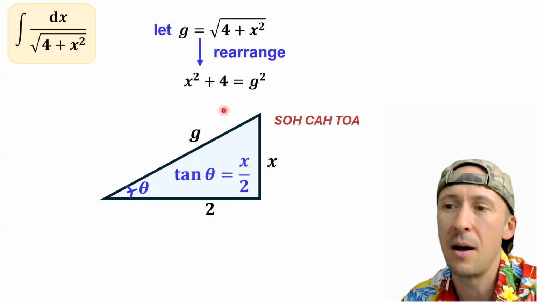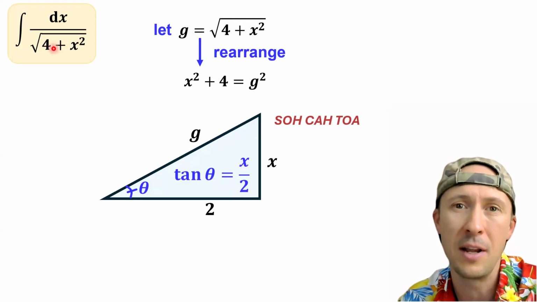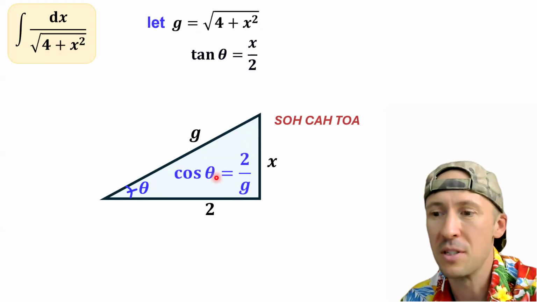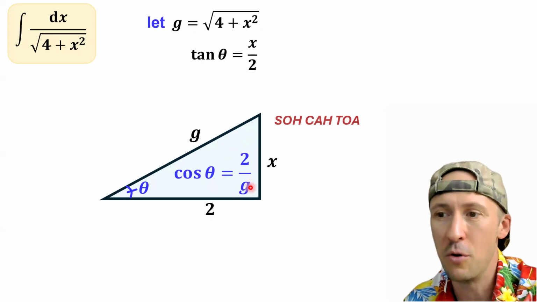But we also need to sub in what g is, because g is in the denominator. So we want to know what theta is in terms of g. So we'll use cosine, because cosine is adjacent over hypotenuse. So that's 2 over g.